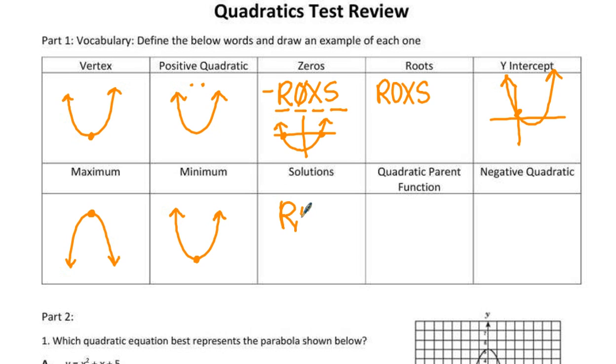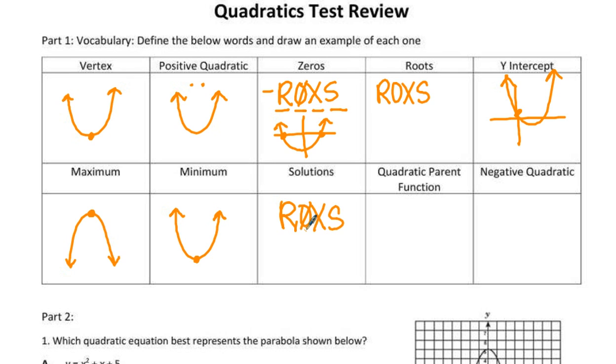Solutions, those again, rocks. Remember, they will try to call it all sorts of different things. They will call it roots, they will call it zeros, they will call it x-intercepts, they will call it solutions. Ultimately, those all mean where he crosses the x-axis.